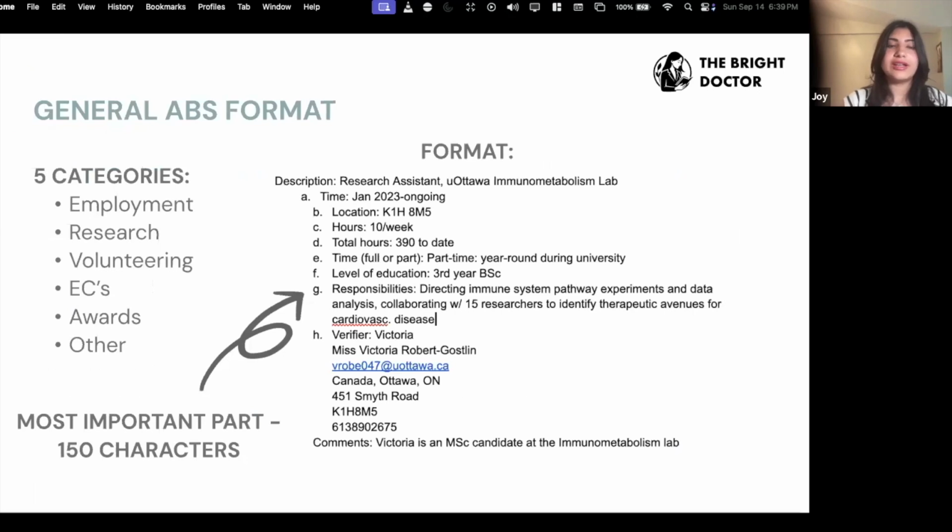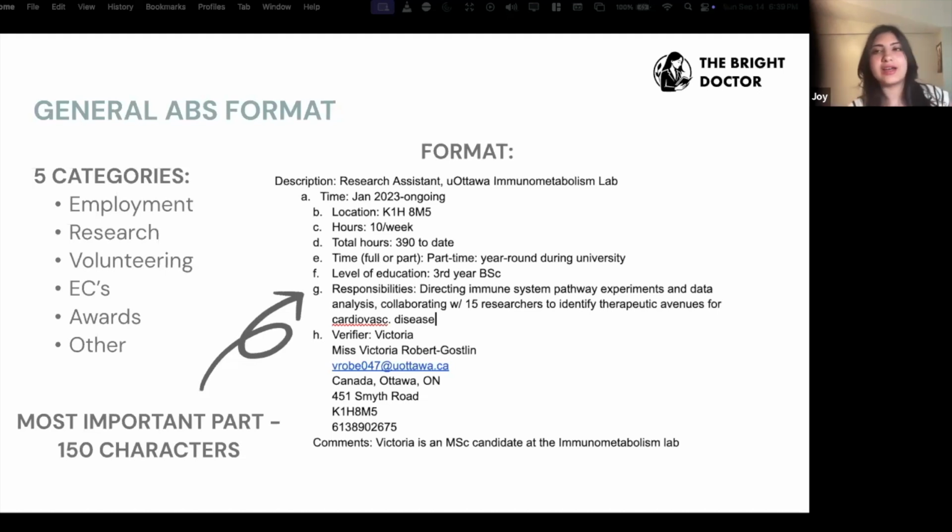Okay, perfect. So now for the general format of the ABS. There are six categories, as you guys know, but five of them have something more specific. The five main ones are employment, research, volunteering, extracurriculars, awards, and then the sixth category is the other, which a lot of students actually underestimate. So we will be chatting about that soon.